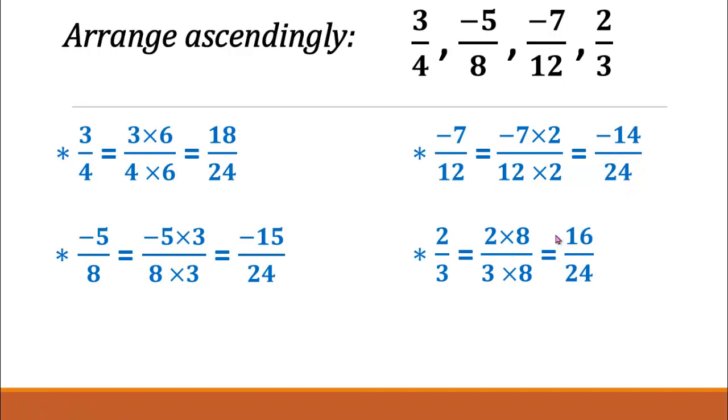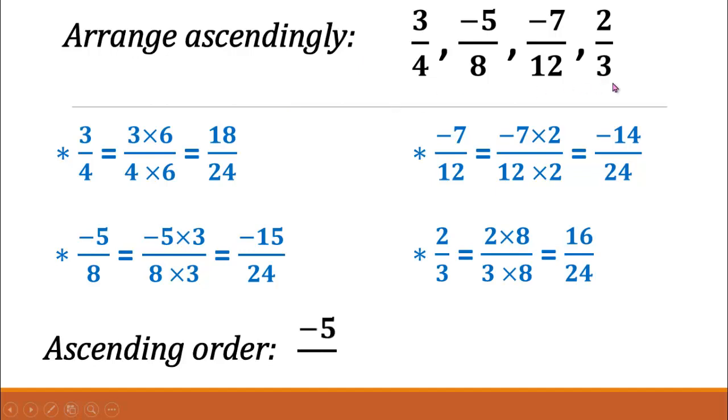Then we are going to go to the positive numbers. In the positive numbers, I have 18 over 24 and 16 over 24. The smaller one of those is 16 over 24, and the last one in my order is 18 over 24. So the ascending order is, and don't forget, when we are writing the order, we must use the original rational numbers that he already gave me. So it's negative 5 over 8, negative 7 over 12, 2 over 3, and 3 over 4.